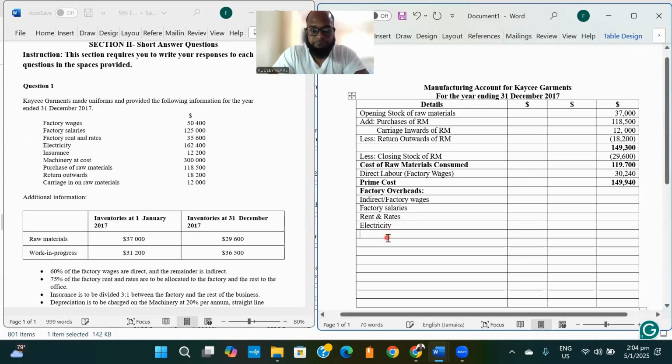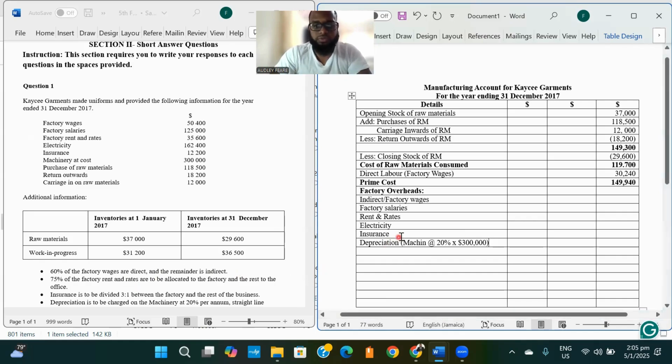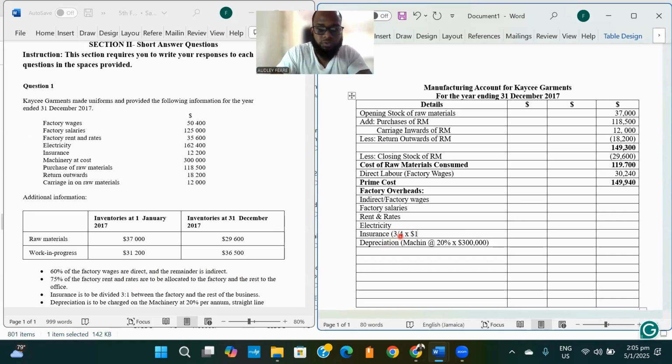electricity, we have insurance. What else do we have? And we have depreciation. And the depreciation was on the machinery. So machinery at 20% per annum. So it's 20% of the amount for the machinery, which is times $300,000. All right. Insurance. What did you say about insurance? It was three, so it's 3/4. So three over four times the insurance figure, 12,200.